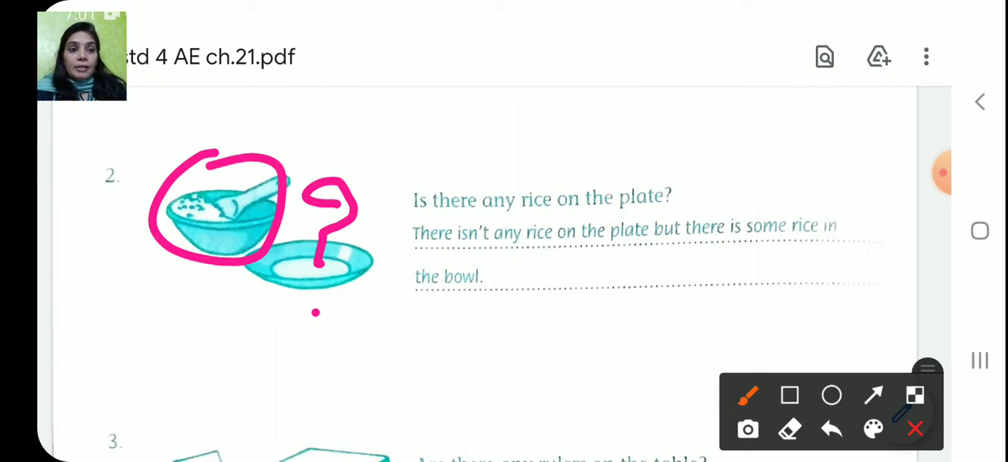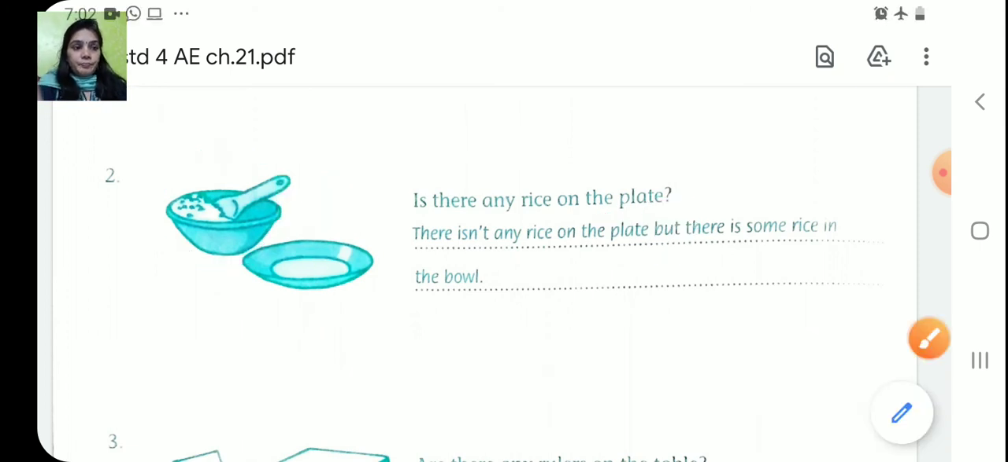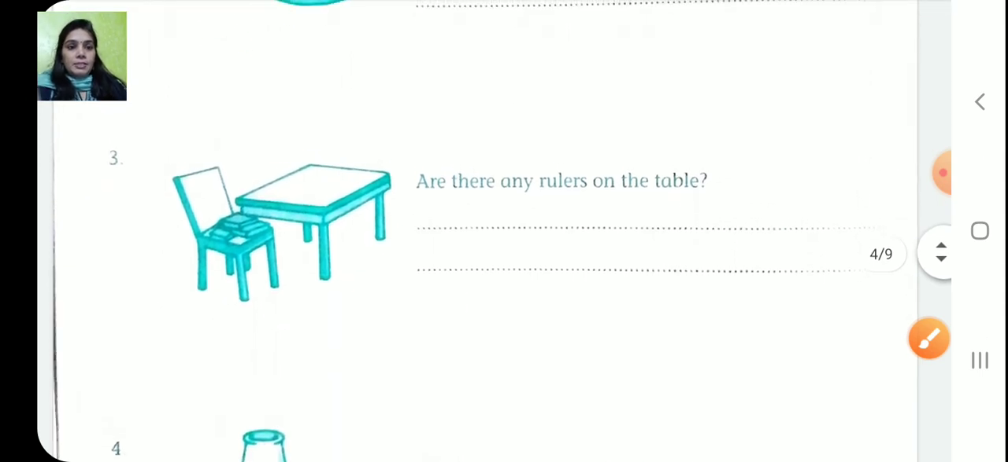So is there any rice on the plate? So first you will write the answer for the plate. So is there any rice? Can you see? Nothing is there. So what do you write? There aren't any rice on the plate, but there is some rice in the bowl. So we are going to write both the answers using the word but. So do not forget to write the word but. Now let's practice this.